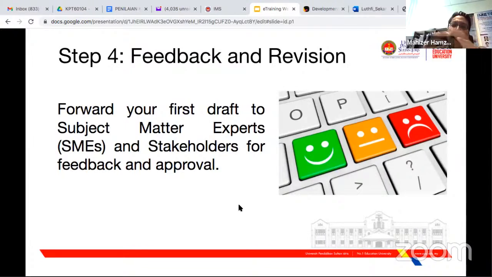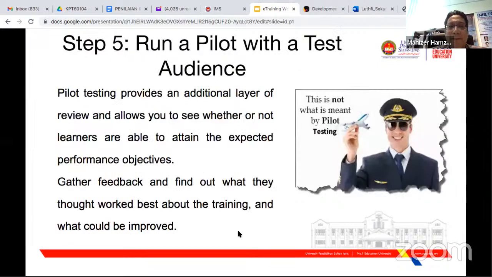Okay. Once you get the comments, you try to improve it, and then the next step is to do the pilot test to the real audience. Okay, you should do the pilot test to make sure that the participants are the real audience. Maybe you find a sample of the audience.